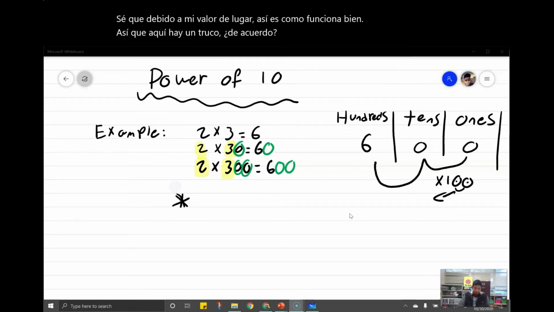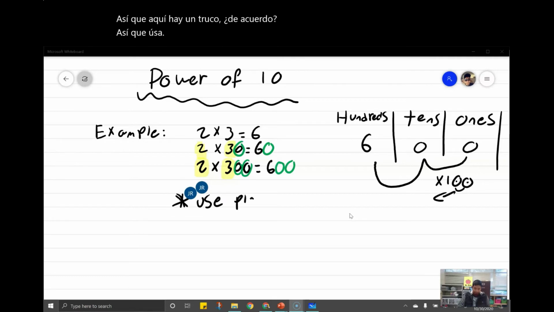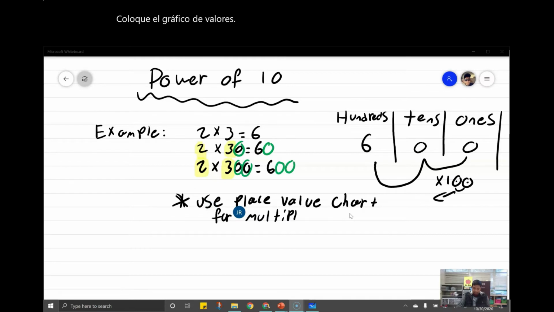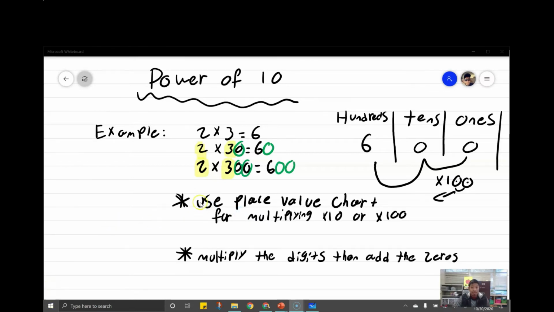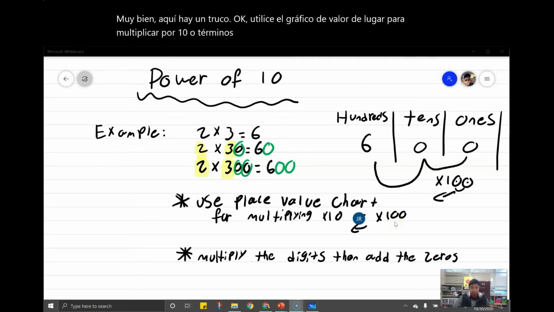So use place value chart for multiplying. Alright, here's your trick, okay? Use the place value chart for multiplying times 10 or times 100. Remember, we go to the left, okay? Times 10 is 1 time, times 100 is 2 times, okay?